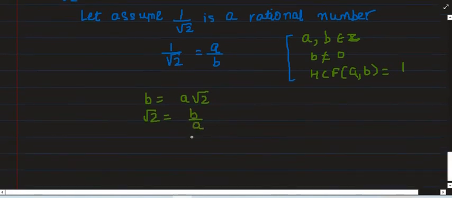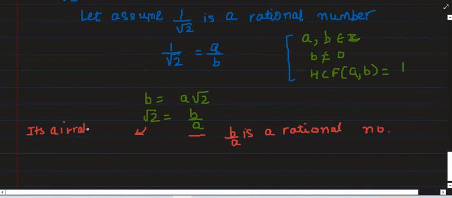And if we observe the right hand side here, b by a, this is a rational number, while square root of 2, it's an irrational number. So they cannot be equal. So this is the contradiction. So as our assumption is proved incorrect, we can say that 1 by square root 2 is an irrational number.